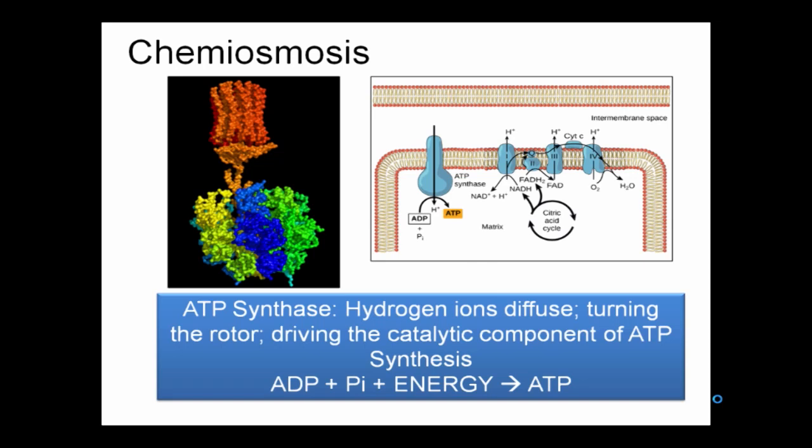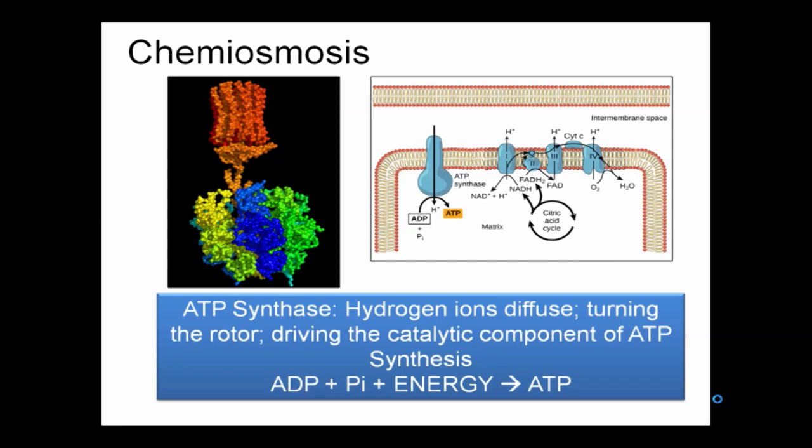So the motion of the hydrogen ions diffusing down their gradient is going to turn the rotor, which causes the proton motive force, which causes the synthesis of ATP at the active site. So the whole point of the electron transport chain is to use the energy of those electrons to build the gradient that allows ATP synthase to work.